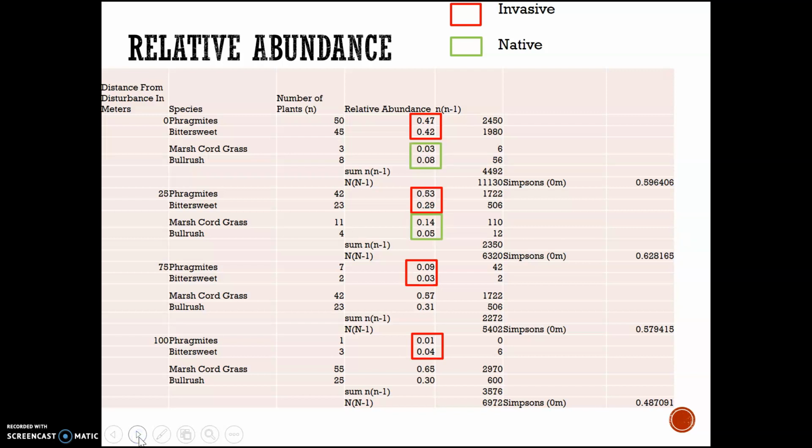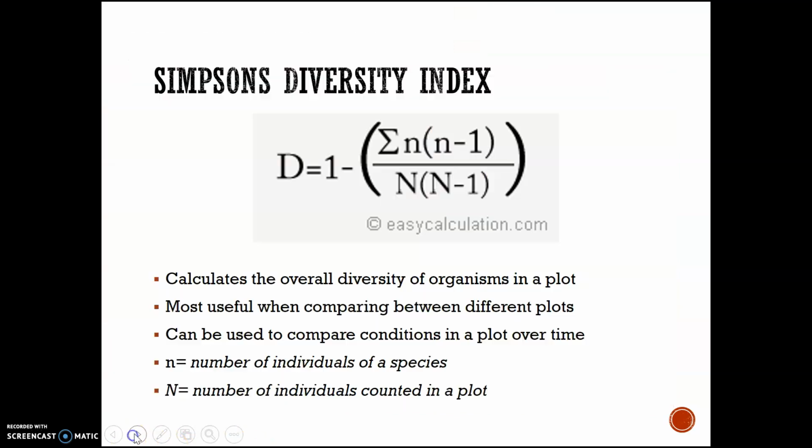If we look at our native species, we see that closer to the road, they have a lower abundance, and then as we get further away from the road, they seem to take over and have a much higher relative abundance.